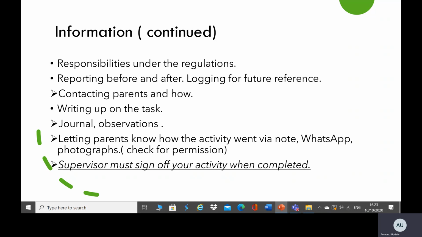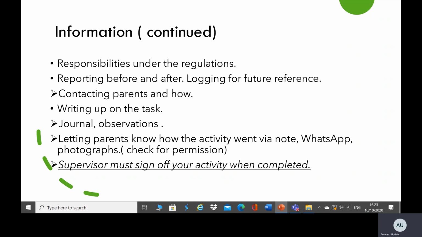Now, the responsibilities under the regulations would relate basically to ratio. Make sure that at no time is one adult left with more than 11 children. Reporting before and after, logging for future reference. You would discuss beforehand what you're going to do and write up on it afterwards, how it went. And the logging for future reference would be so that in future, another staff member, or you again, if you were going to undertake that activity, would be able to look back on it and see what worked and didn't work.